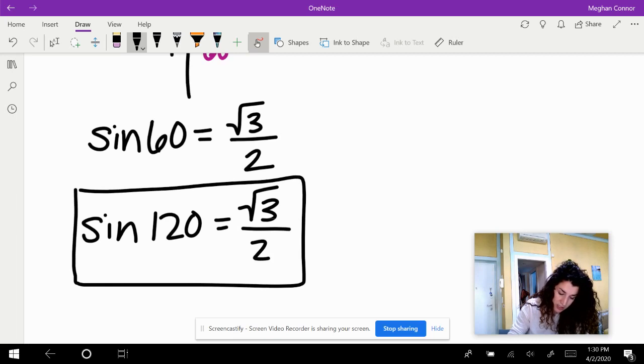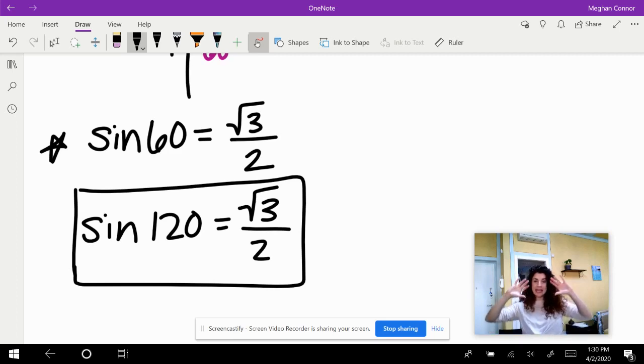Please, please, please notice for your homework that sine of 60 and sine of 120 is the exact same. And it's because both of them lie in the positive of our coordinate plane. Versus the cosine, one will be positive and one will be negative. I'll explain it later. But that's how you know 60 and 120 add up to 180. And so the sine values of angles that add up to 180 will be the same.